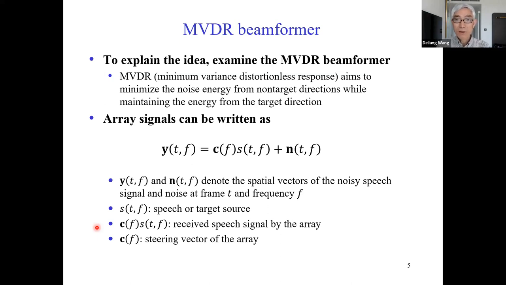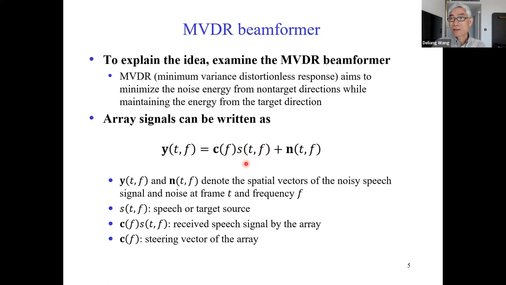Let me write down the signal model as follows. You have the array recording, which corresponds to y of t,f. It's a vector, and this is a vector of sensors, or a vector of microphones. And we represent it in the time-frequency domain. So the basic unit is a TF, time-frequency unit. And it has two components. One is the target source. The target source is indicated by s of t,f.